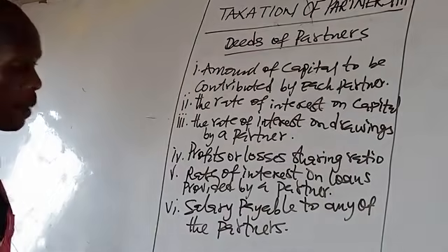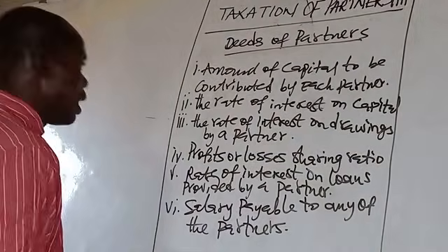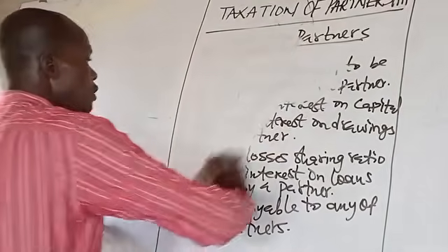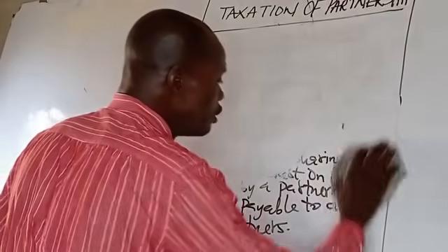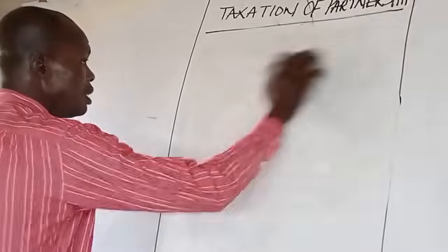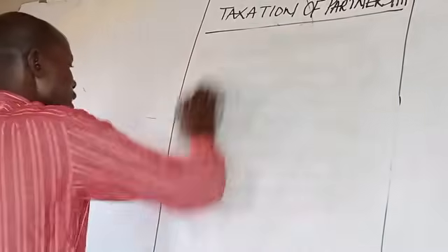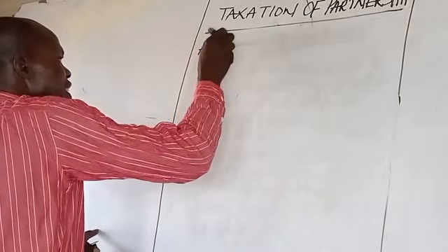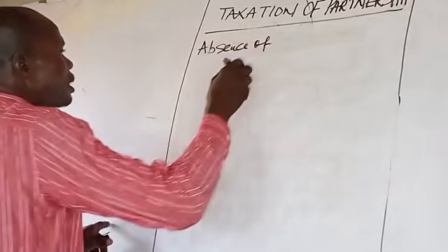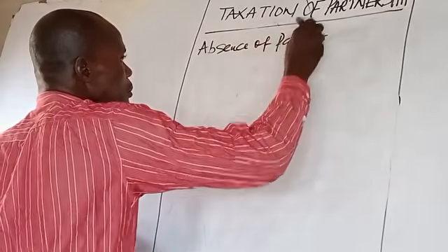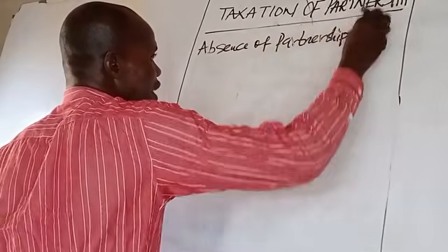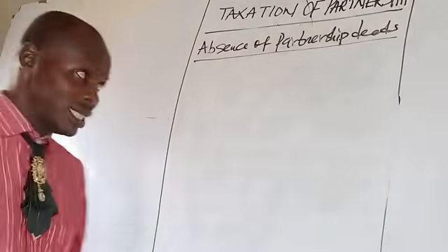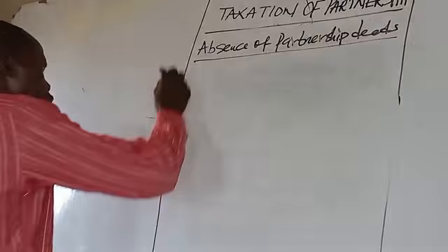of partnership. Remember, I've told you that the partnership deed is the document that governs the operation of the partnership business. What will happen if there are no deeds of partners? Absence of partnership deeds. So, in a case where there are no deeds of partners, what should the partnership do?